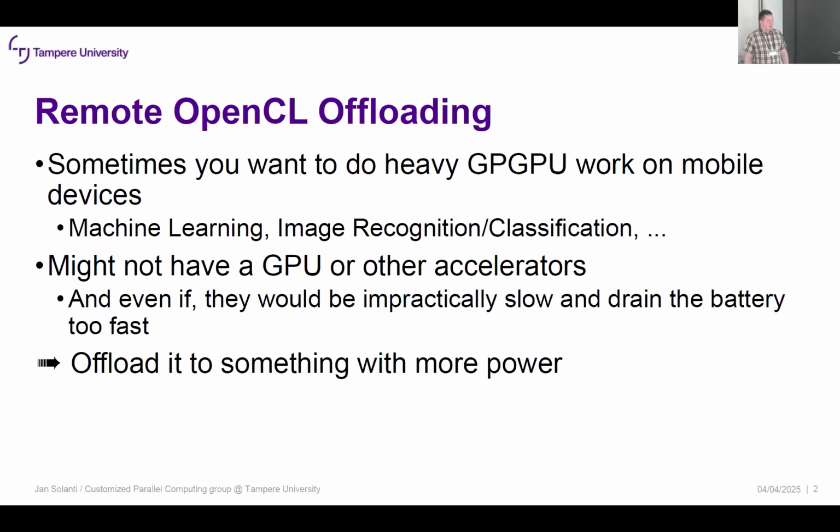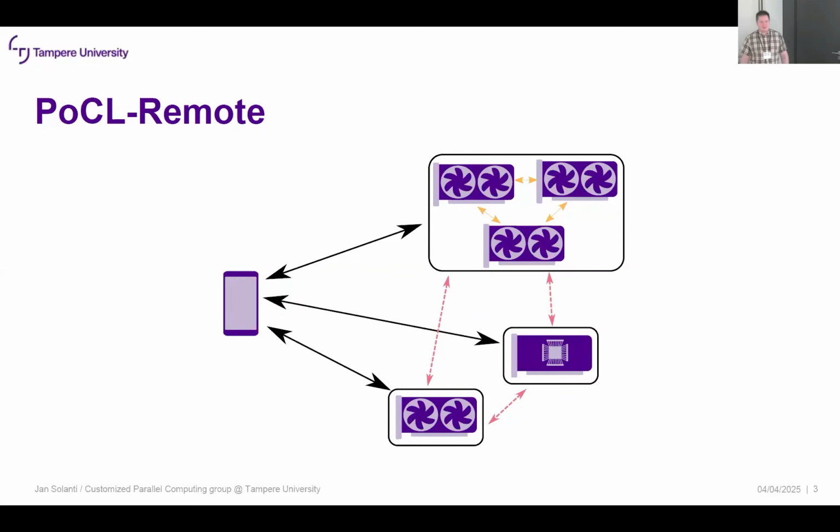So an option might be to delegate it to some more powerful machine, which is what OCL Remote lets you do without making any actual code changes to your program. If you have written your processing in OpenCL, then you can just tell it to use the OCL Remote device instead of the local GPU device, and it will offload the work to whatever the remote device is.